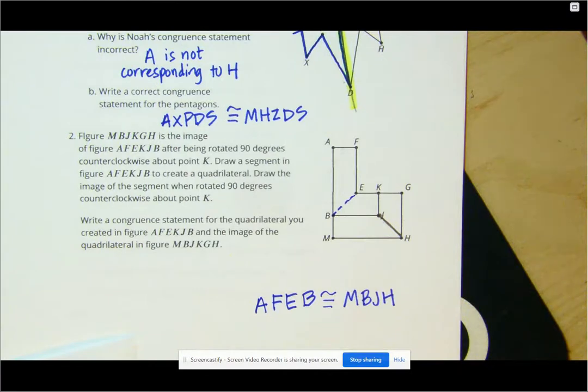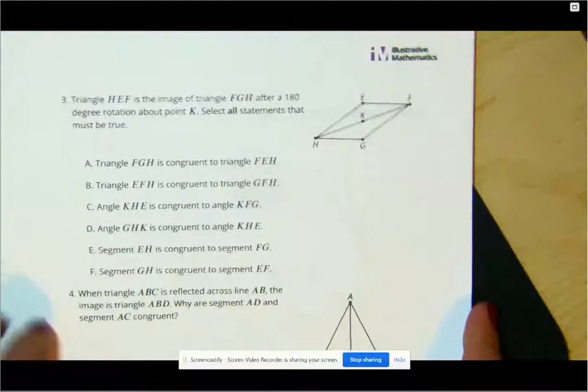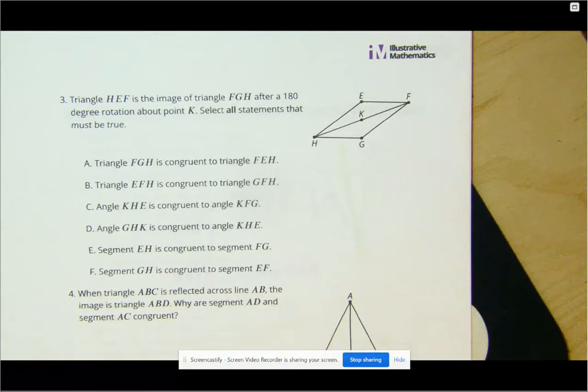All right, that was number 2. Number 3. Triangle HEF is the image of triangle FGH after a 180-degree rotation about point K. So once again, I wanted to show you this. Let me get it. Here's FGH.